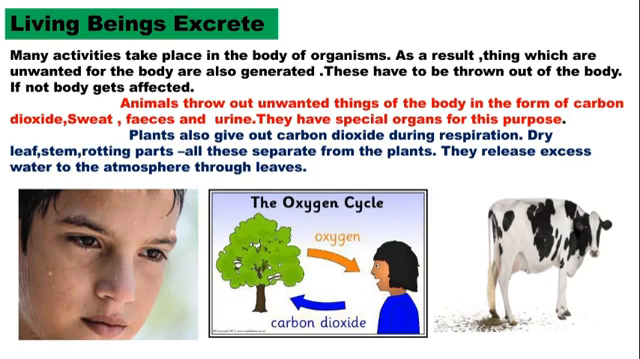And in the case of plants, plants also give out carbon dioxide during respiration. Dry leaves, stems, rotting parts, all these separate from the plants. They release excess water to the atmosphere through leaves. In some seasons we can observe plants also leave water, rotting parts, and they will shed their leaves and all, isn't it?